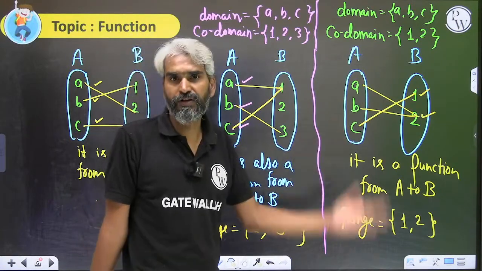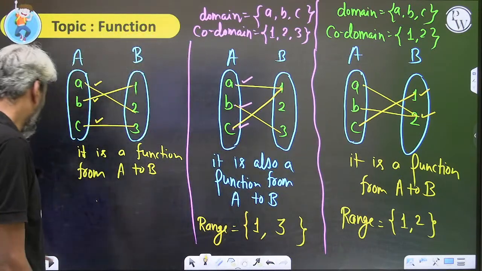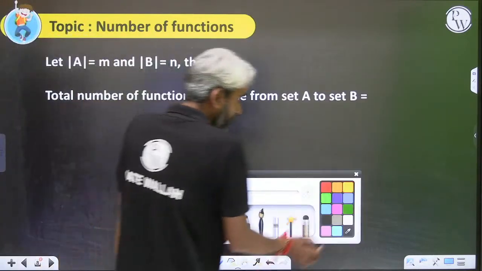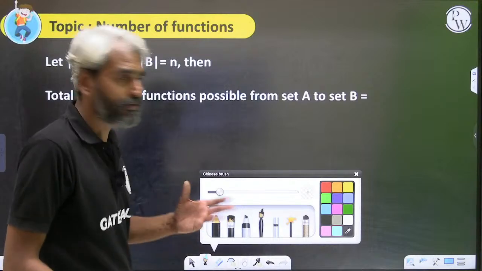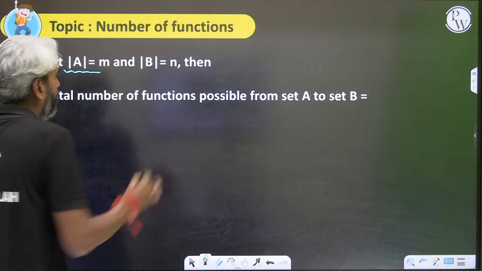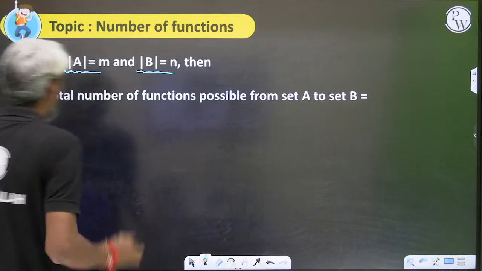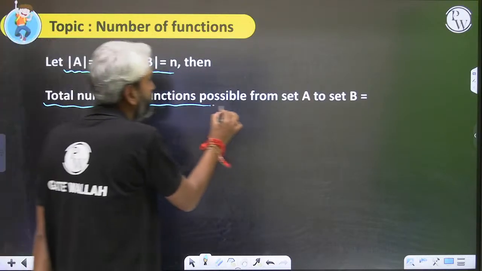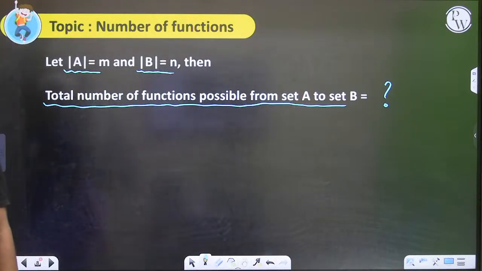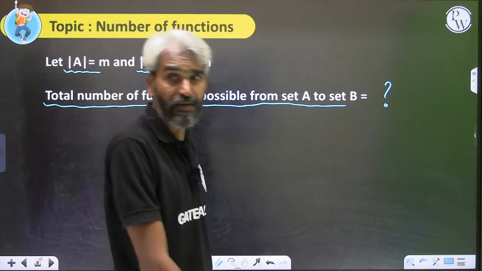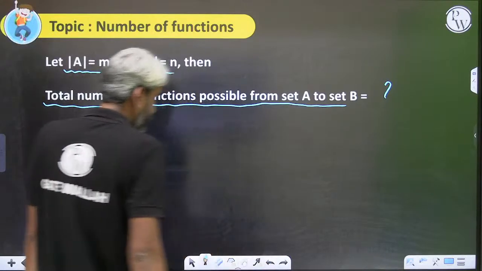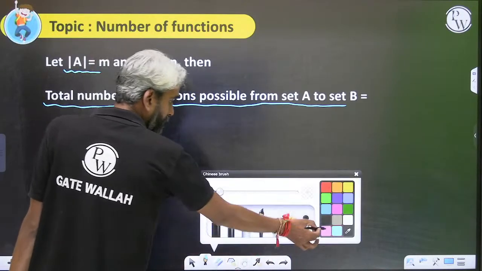So we'll talk about one-one and onto functions in the upcoming lecture, but for the time being, I've just given you the introduction. Now, if somebody asks you that, given the cardinality of set A and set B, let's assume set A is of size m and set B is of size n, the total number of functions possible from set A to set B, then what will be the answer?